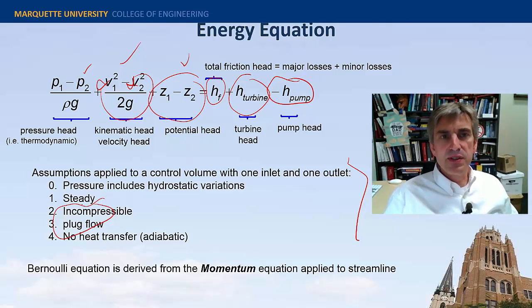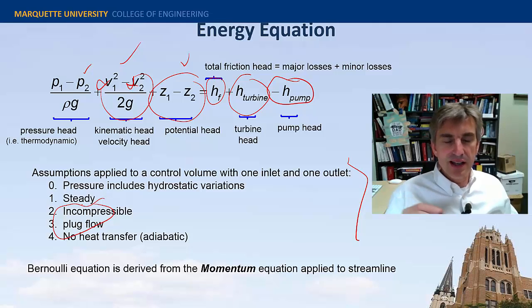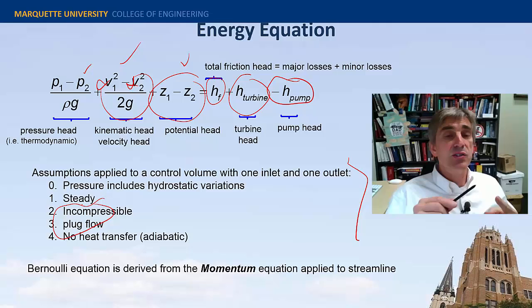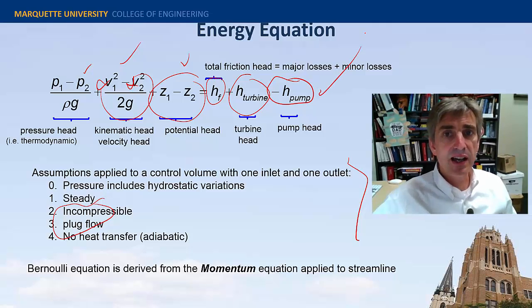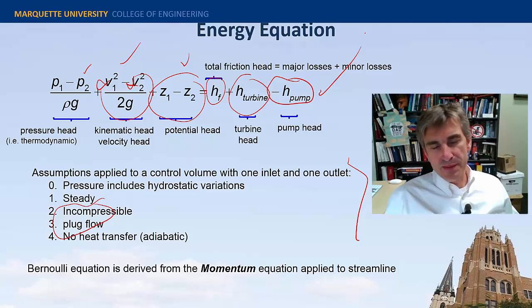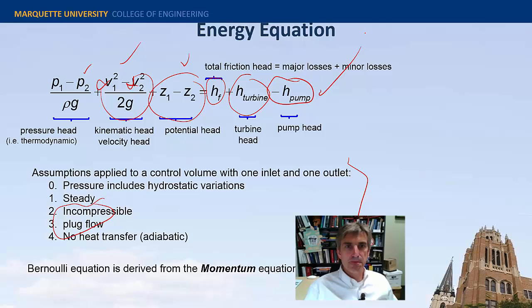Now, oftentimes it's a great source of confusion that this looks so much like the Bernoulli equation. People say it is the Bernoulli equation. Well, it's not. There are two big differences. One, Bernoulli was derived from momentum and applied to a streamline, as opposed to a control volume. So we're going to apply this one to a control volume. Maybe I'm splitting hairs here, but I think it's important to recognize the differences.